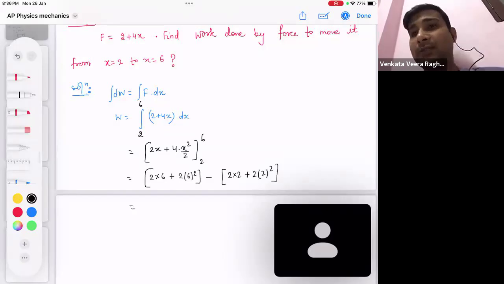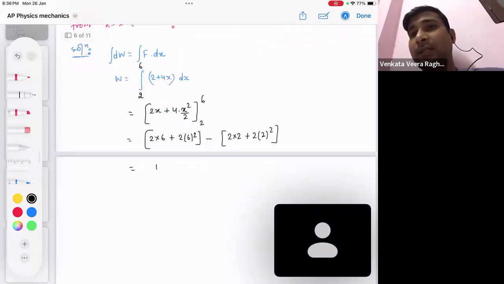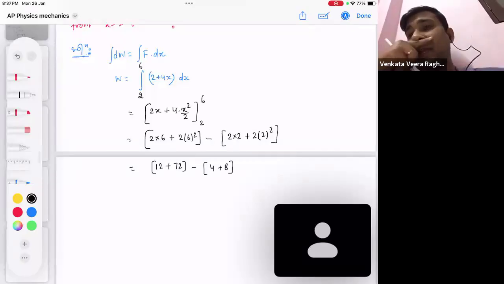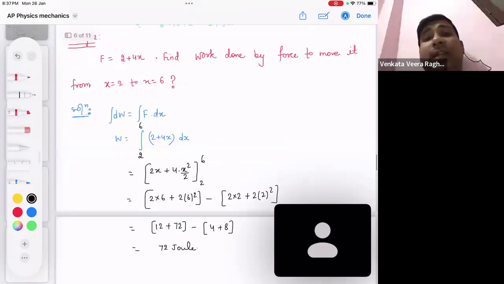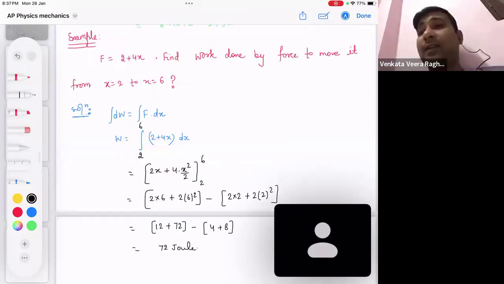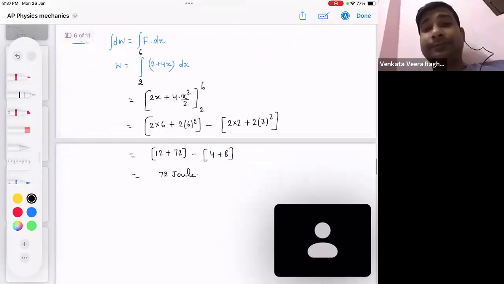Just simplify it, right? 2 into 6 is 12, plus 36 into 2 is 72, minus 2 into 2 is 4, and 4 into 2 is 8, right? 8 plus 4 is 12, 12 gone. So what are we getting as our answer? 6 joule we are getting. So here the force was given variable, so that's why we have used this thing to find out the work done.